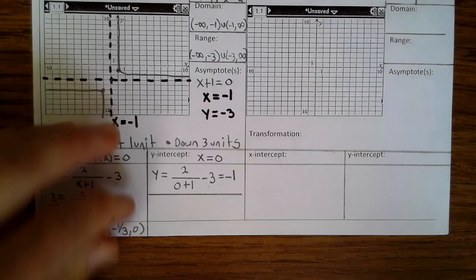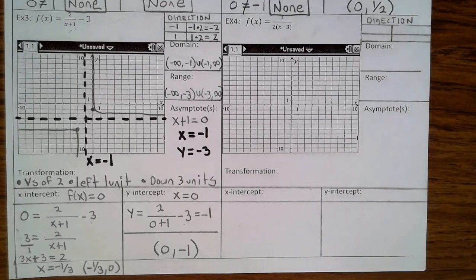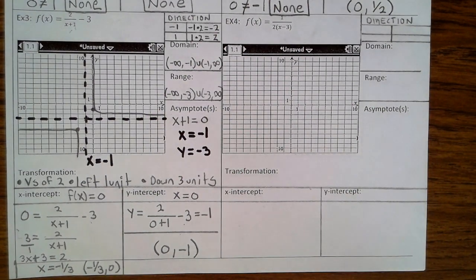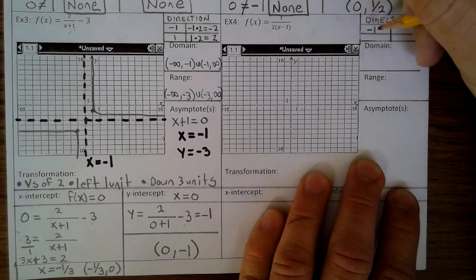All right, let's take a look at example 4. Okay, now we know graph by direction, so that's negative 1. And again, I think I didn't put that line in correctly. Let's put it right there. Negative 1, negative 1, 1, 1.